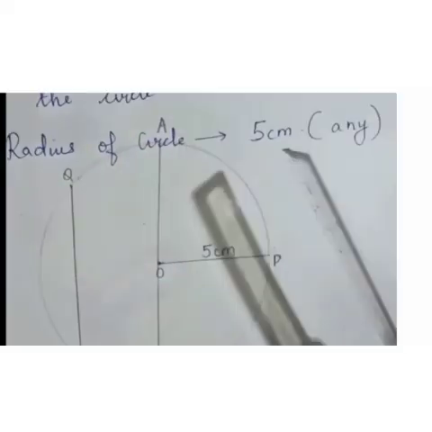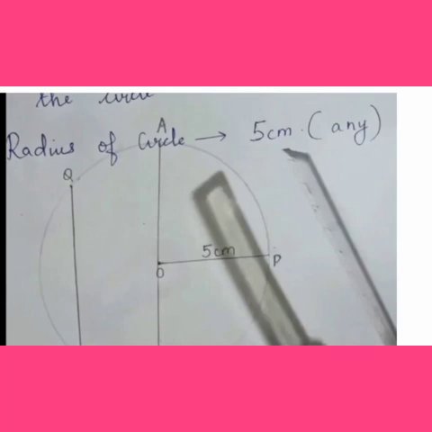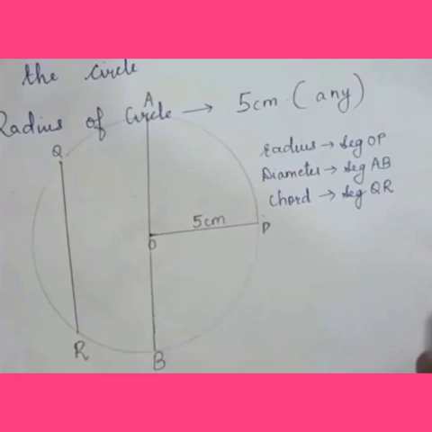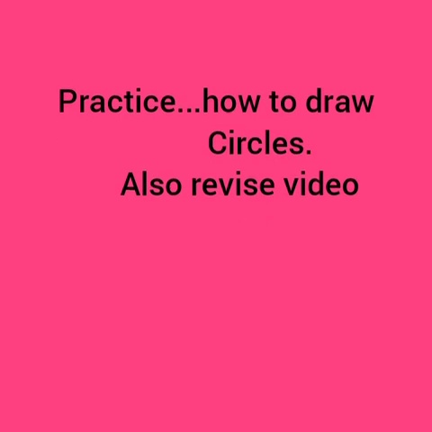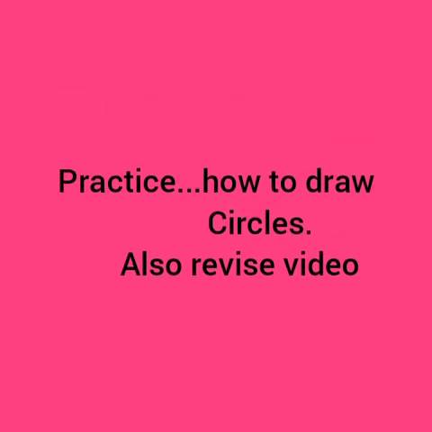First I took 5 centimeter. I showed the radius, then the diameter and chord also. Now write: radius is segment OP, diameter is segment AB and chord is segment QR. So this is my required answer. You also draw and write like this.